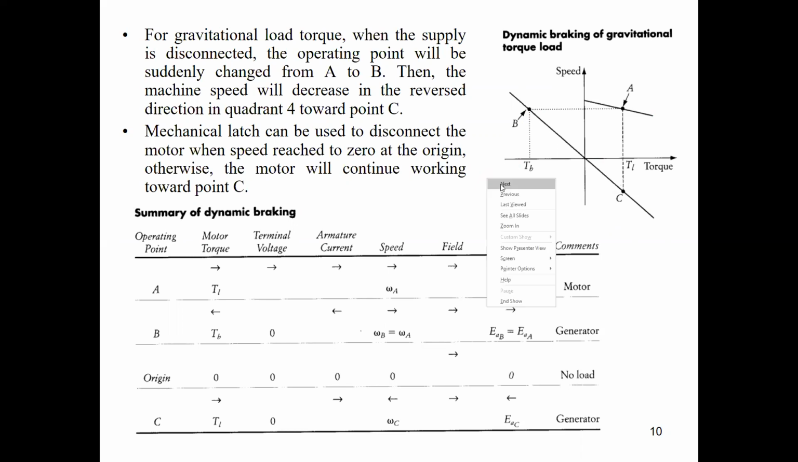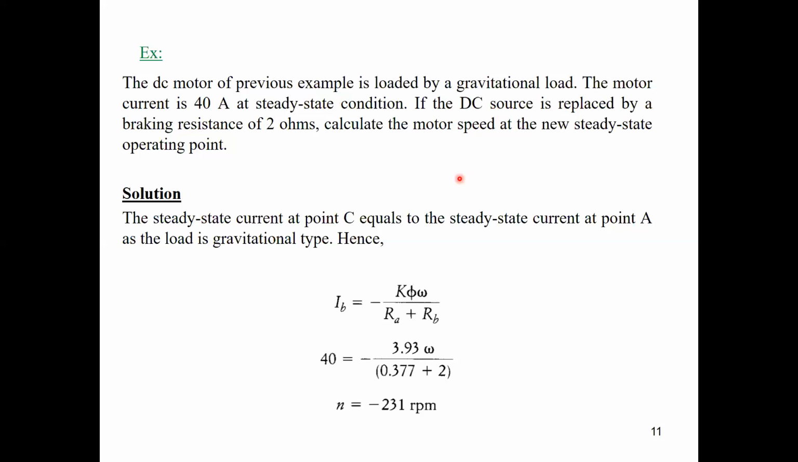And there is nothing mentioned regarding a mechanical latch that is going to stop the machine at the origin. So we will calculate our requirements based on the steady state operation at point C. At point C, the steady state current will equal EMF divided by RA plus RB, but with a minus sign. The current is 40 amps, and EMF equals K phi multiplied by the speed, which is required here, divided by the armature resistance plus the value of braking resistance. Finally, we can get the RPM of the machine.